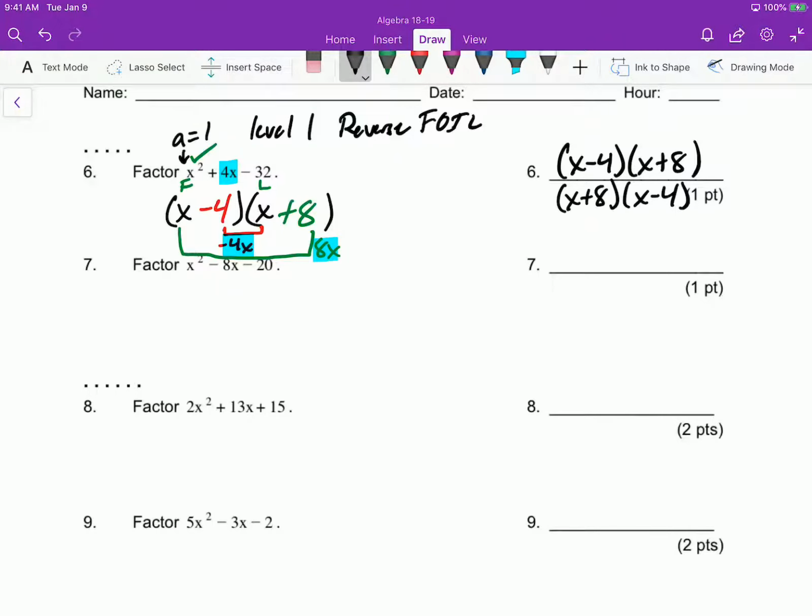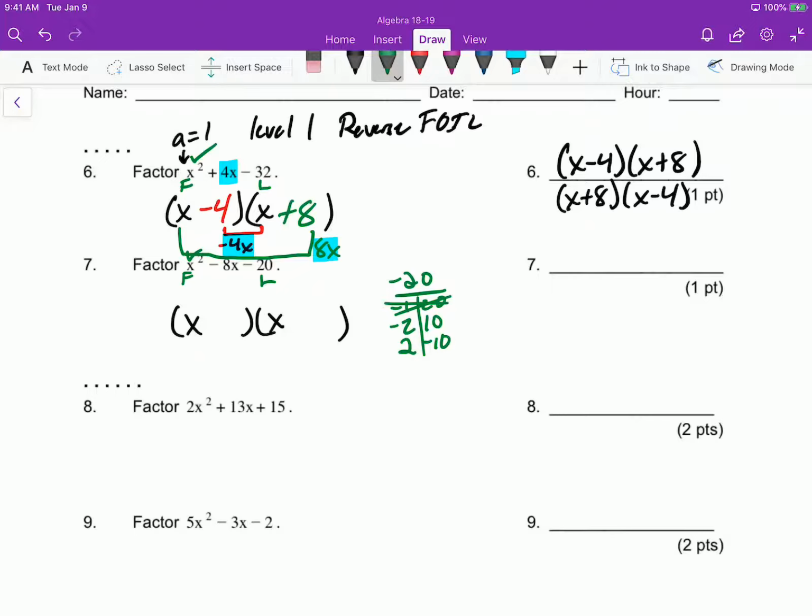So this next one, same thing, same learning target. I instantly know I can go x and x, put my little check mark above the F in FOIL at the front, then we go right to the last in FOIL. We know it's negative 20, okay, and we know they have to be 8 away from each other. So it's probably not negative 1 and 20, so I'm going to just skip that because those are 19 away from each other. We got what, negative 2 and 10 and 2 and negative 10, and ooh, there they are.